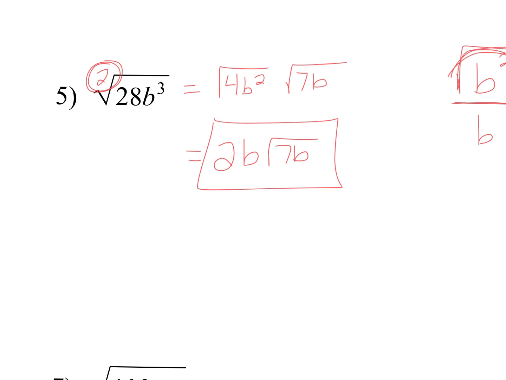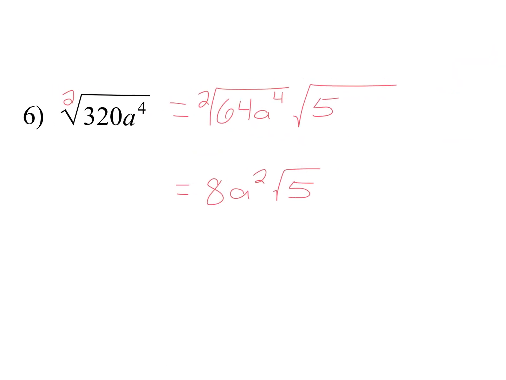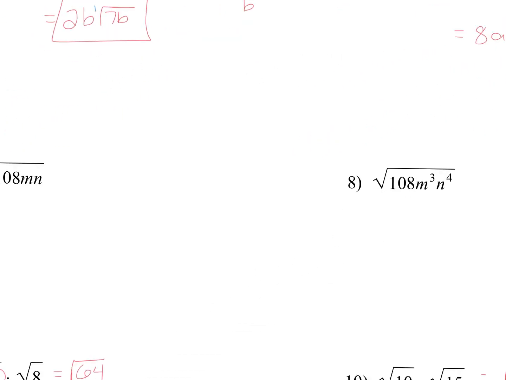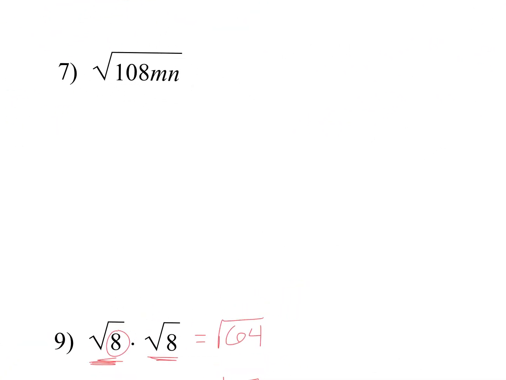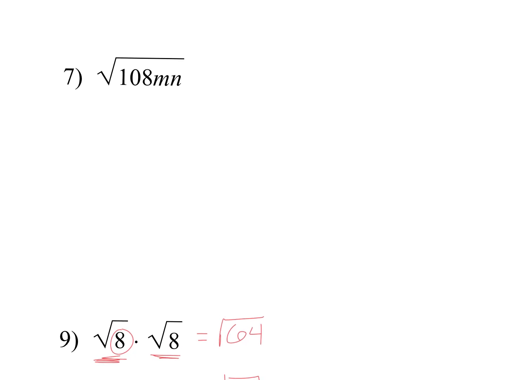I took 2 divided by 2 to get my 1. On this one, I took 4 divided by 2 to get my 2. Yes? Okay, what do I do? How do I split it up?